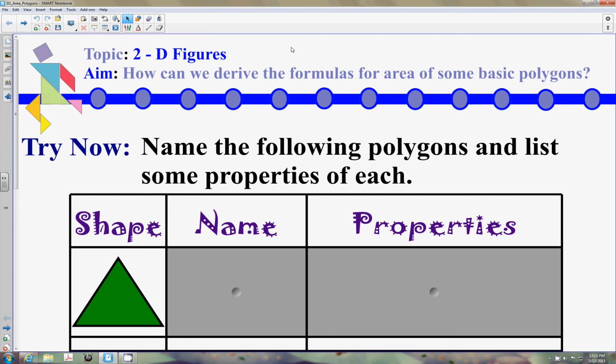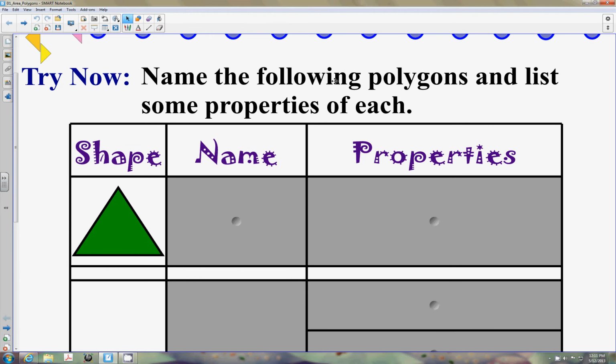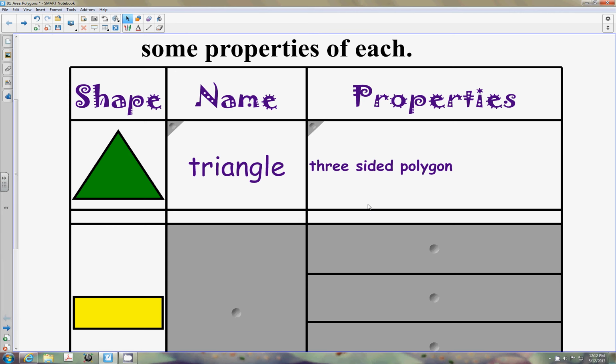Today we'll be talking about two-dimensional figures, and our aim will be to derive the formulas for area of some basic polygons. To start, we're going to name the following polygons and list some properties of each. So here's the first. Its name is, of course you know already, the triangle. Its property is just that it is a three-sided polygon. It's got three angles and three sides.